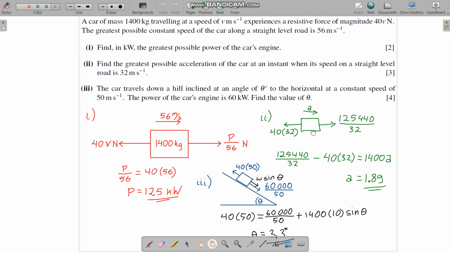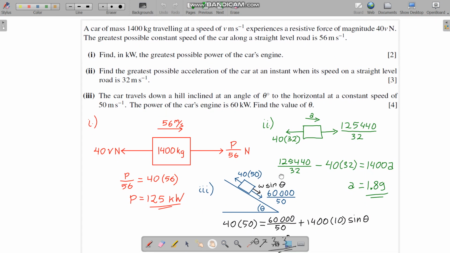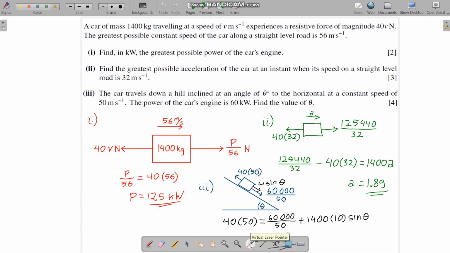Alright, now we read the question. Find the greatest possible power of the car's engine. So the greatest possible power would be when the velocity is 56, and we have the resistive force 40V newtons, and the engine force is power divided by velocity. Constant velocity, so sigma F equals 0, this force equals this force. We can find the P.